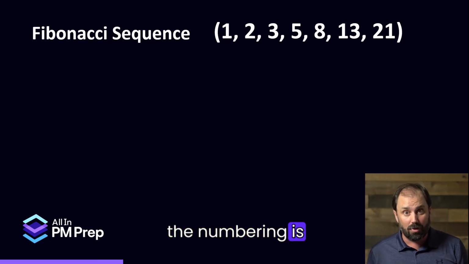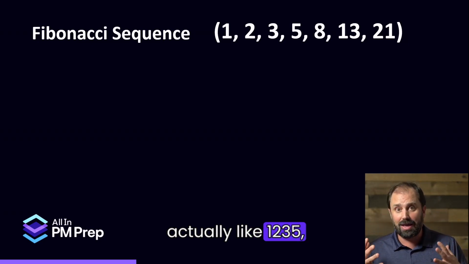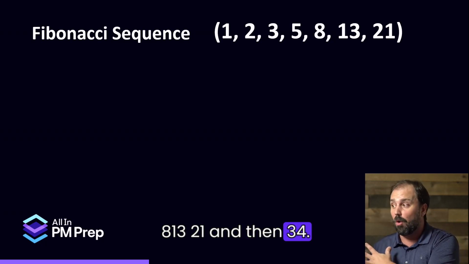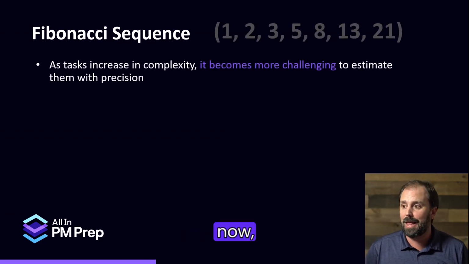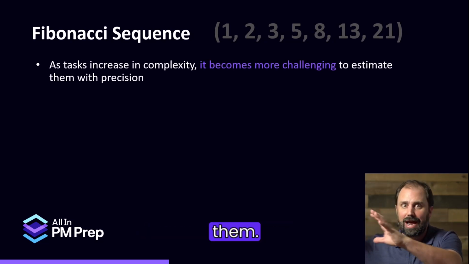Now, the numbering is actually 1, 2, 3, 5, 8, 13, 21, and then 34, okay? So as we go up higher. Now, don't worry about the numbers right now, I'll explain how you got them, okay?